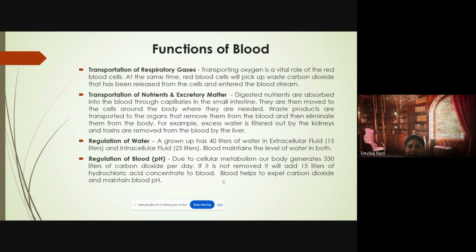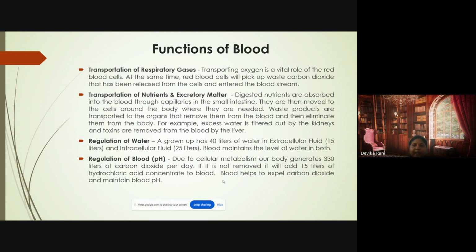Regulation of water. A grown-up has 40 liters of water: extracellular fluid 15 liters, and intracellular fluid 25 liters. Blood maintains the level of water in both.